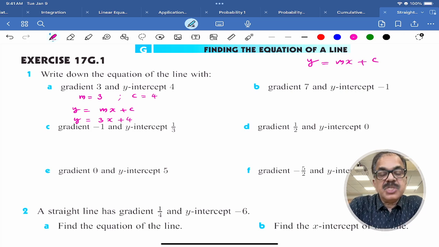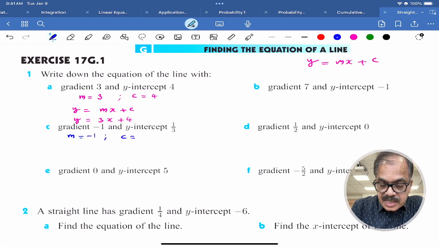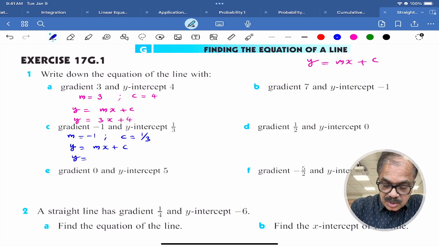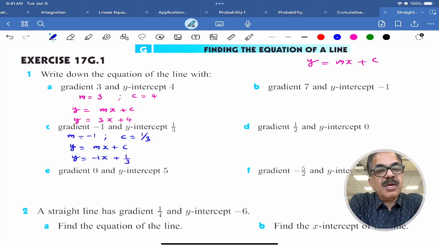Let's try question C next. So in C, it says the gradient is minus 1. So immediately I write m is equal to minus 1 and c is equal to 1 by 3. So we know the values of m and c. So I will write y is equal to mx plus c is the equation of the line in the gradient intercept form. And I know the values of m and c. So y is equal to minus 1x plus 1 by 3, which is the equation.